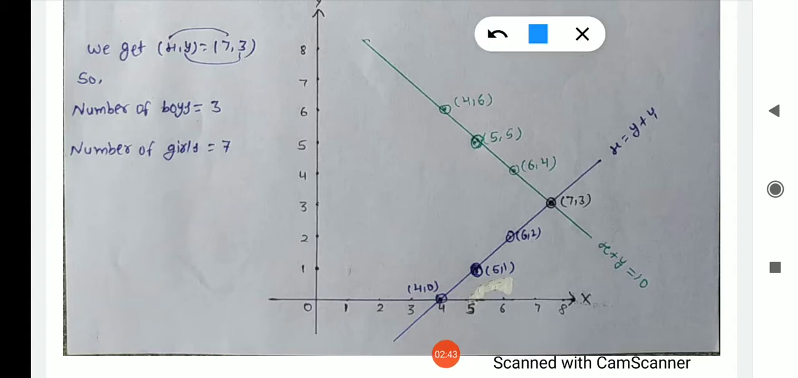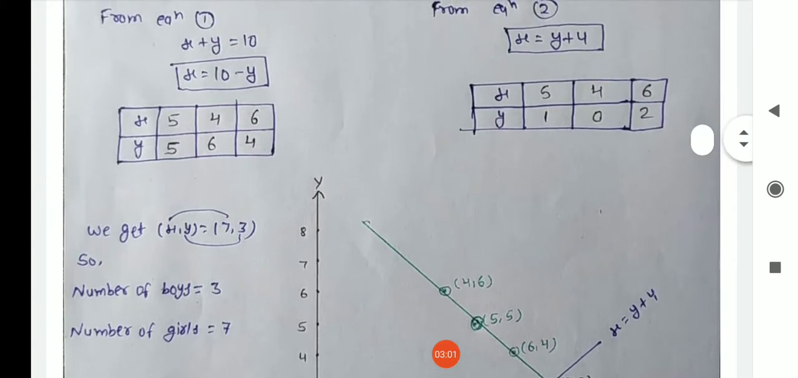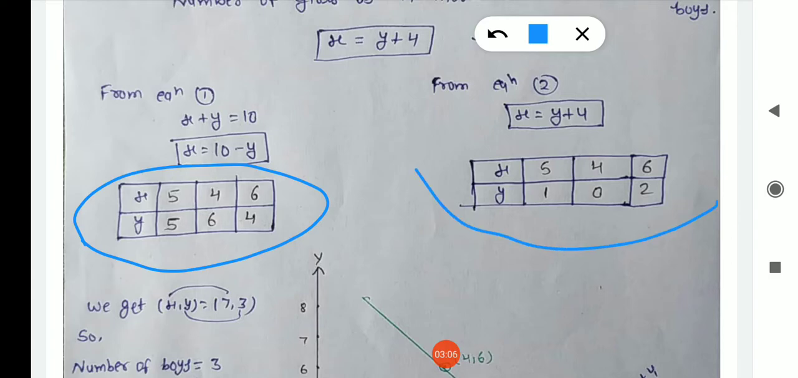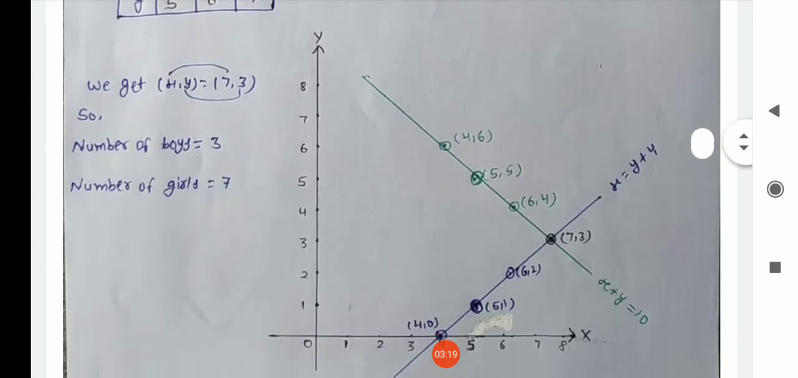What is the conclusion? Here two lines intersect at 7 comma 3. It means the value of x is 7 and y is 3. So the number of boys equals 3 and the number of girls equals 7. By the help of these two tables we make a graph. First draw all these points in the graph paper, and second, all the points of this table draw in the second line. So we find such type of graph.